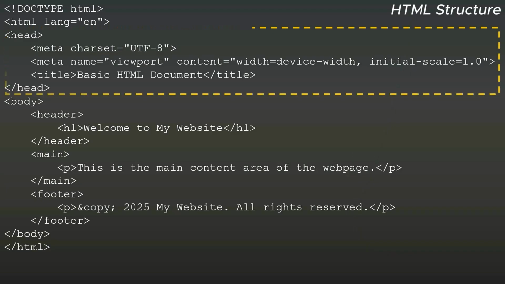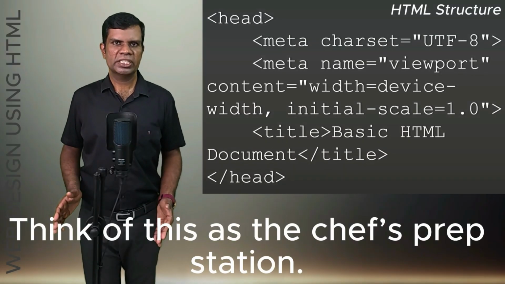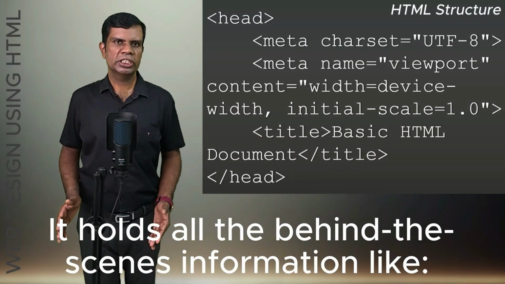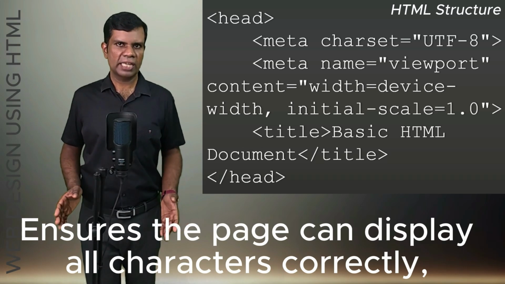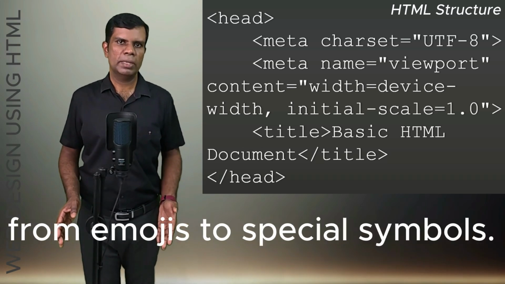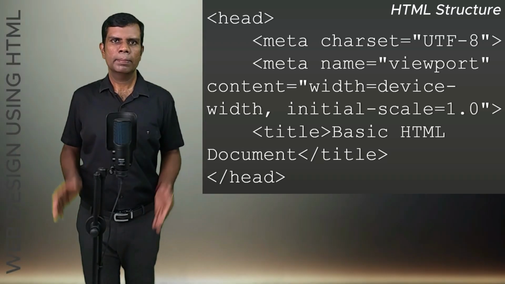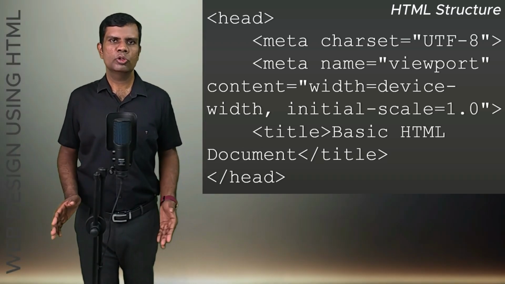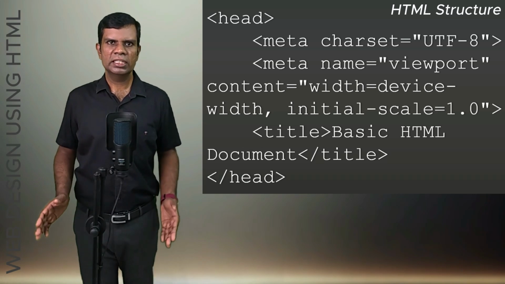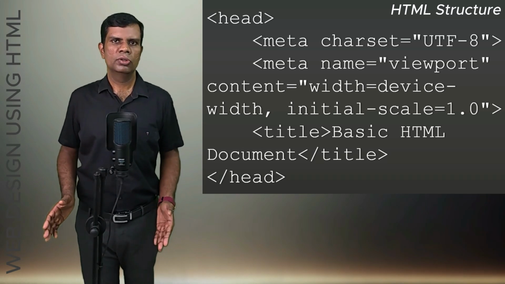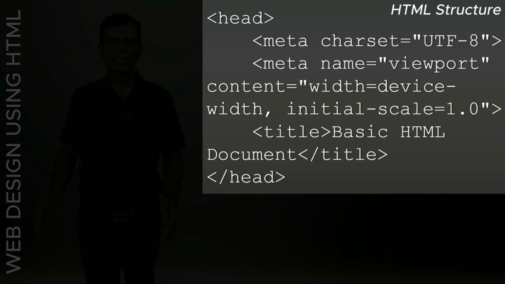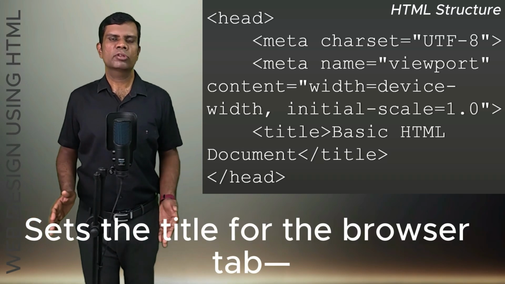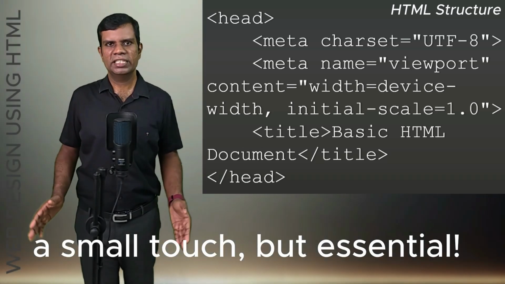Third one, <head>. Think of this as the chef's preparation station. It holds all the behind-the-scenes information, like <meta charset="UTF-8">, which ensures the page can display all characters correctly, from emojis to special symbols. Again, <meta name="viewport" content="width=device-width, initial-scale=1.0"> makes your site responsive, ensuring it scales beautifully on all devices. <title> sets the title for the browser tab, a small touch but essential.